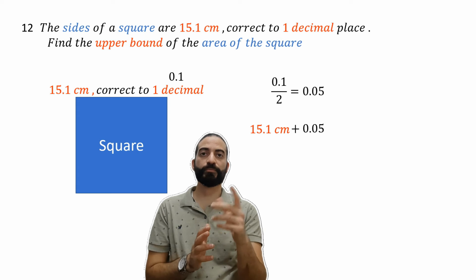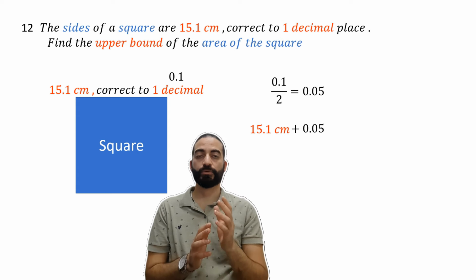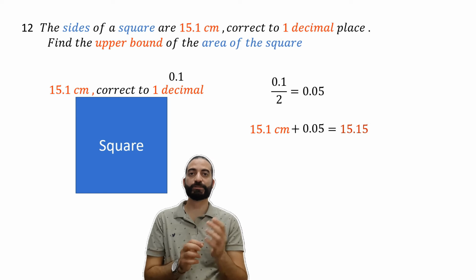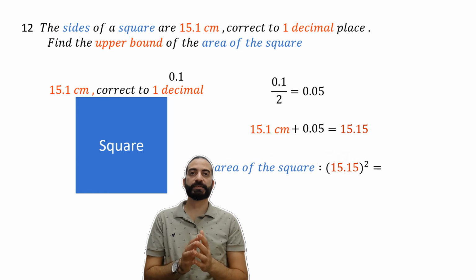And now, as long as it wants us to get the upper bound, we must add 15.1 centimeters and 0.05. Now it wants the area of the square from us. We know that the rule for the area of the square is side squared, which means we must write 15.15 squared. And in this way, we have obtained the answer.